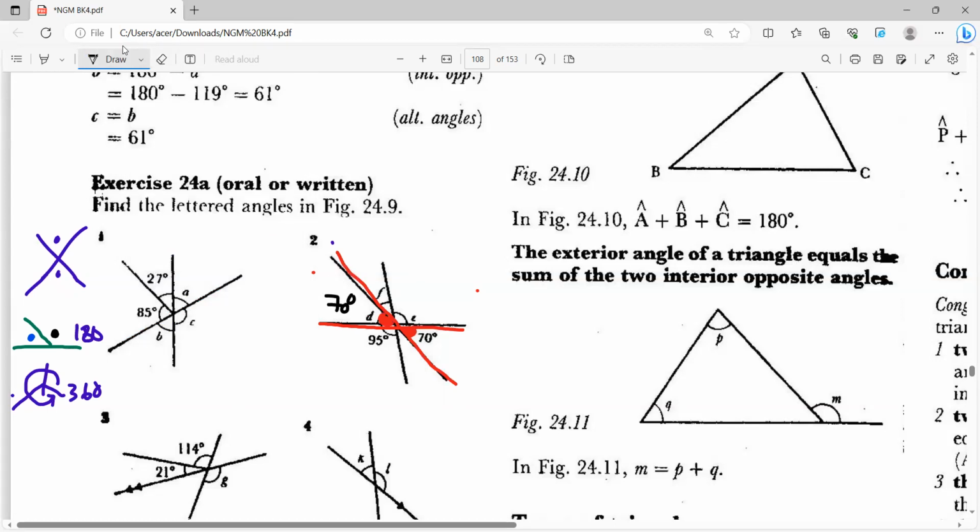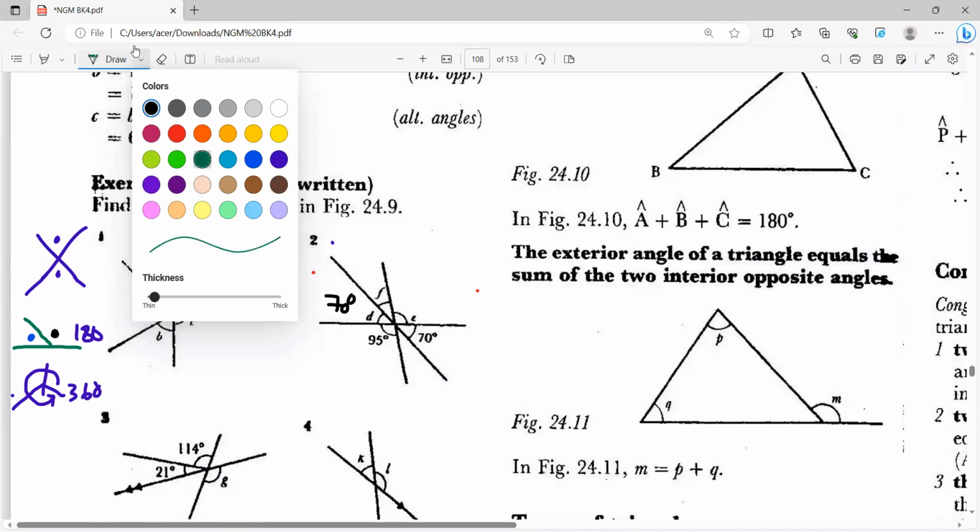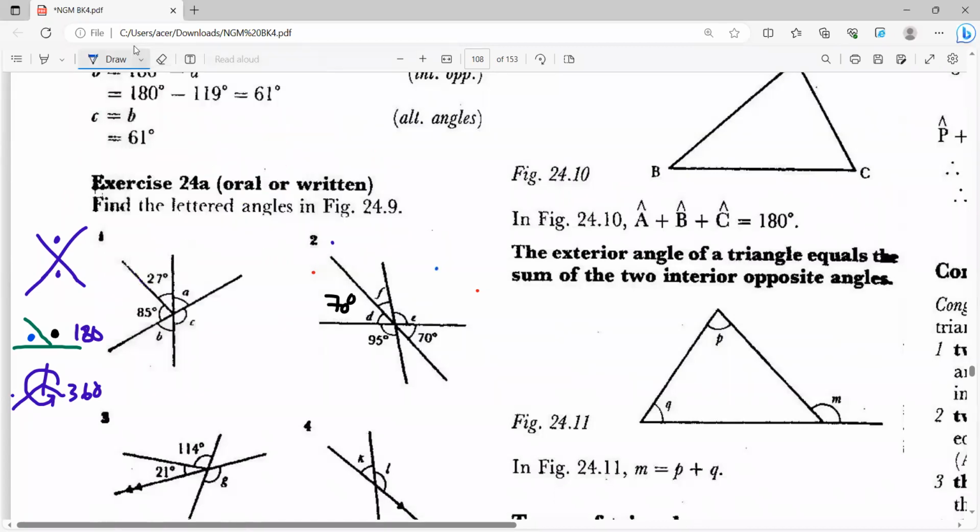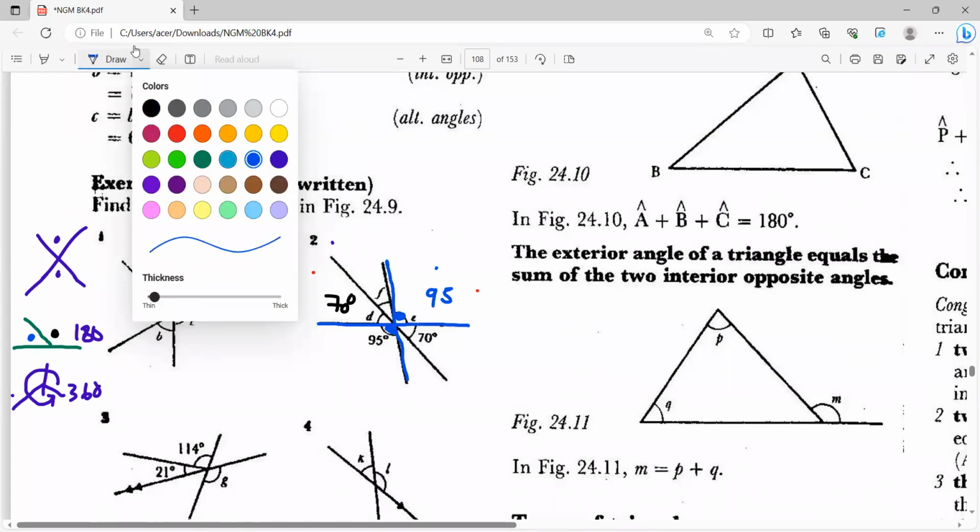Okay, now we move on. E is also creating vertically opposite angles with 95. So if you look at it closely, we have that line forming the boundary for E and that line. So these are vertically opposite angles. These are X angles. So E is also going to be 95. Now we just need to find F. And the way we can find F is if we use angles on a straight line, right?